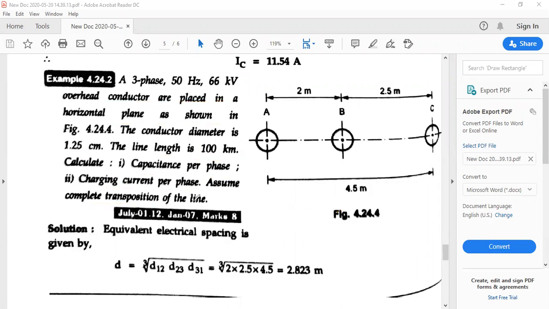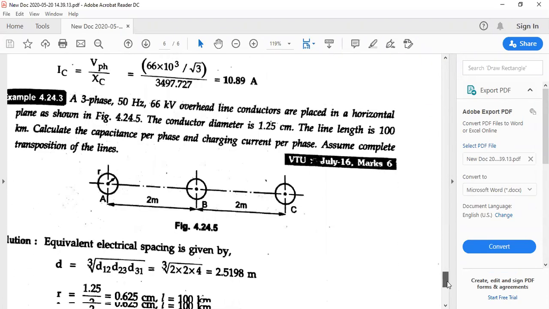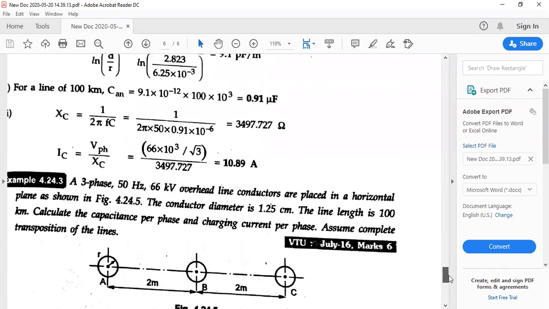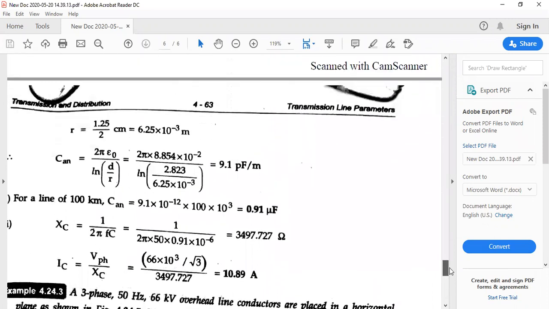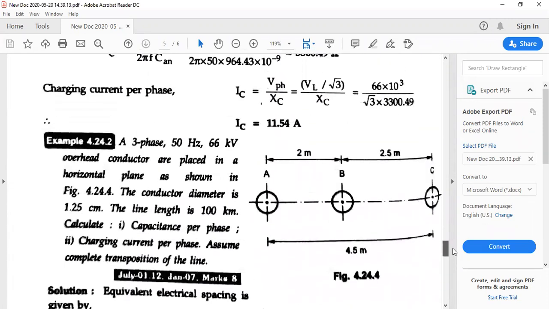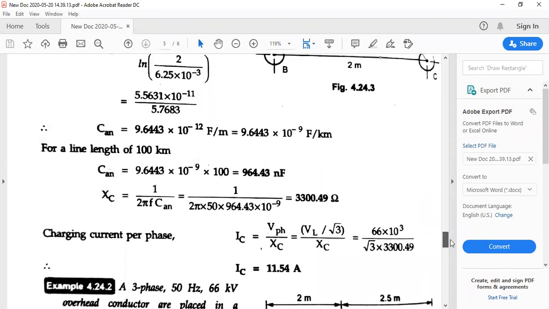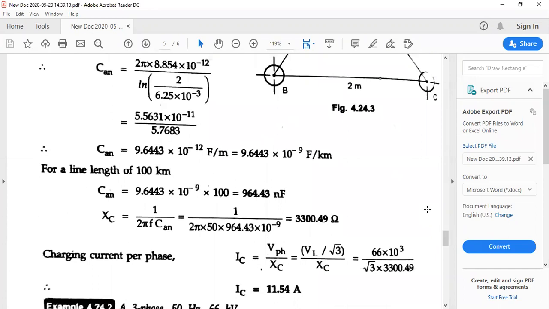So assuming the complete transposition of the line, you can go for the solution of it, and all the solutions are quite simple, and the other problem is also quite simple there. So see to it that you practice more number of problems to have a better understanding. So this forms the entire numerical problem set for the capacitance with symmetrical and unsymmetrical spacing. Both the values will have the transposition of the lines. So see to it that you solve more number of problems and get a better understanding of what is there in the problem.